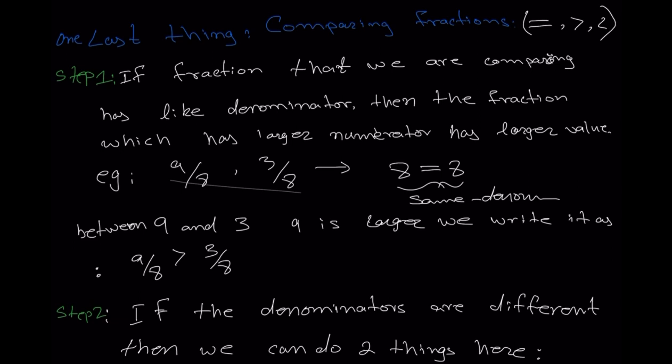We have a comparison here. We will be talking about comparing fractions. We use the symbols for equal, greater, and less or smaller. If the fractions we are comparing have like denominators, then the fraction which has the larger numerator has the larger value. For example, 9 over 8 and 3 over 8. They have like denominators, but the bigger one is the one that has the larger numerator. So 9 is larger than 3, so 9 over 8 is the bigger fraction.